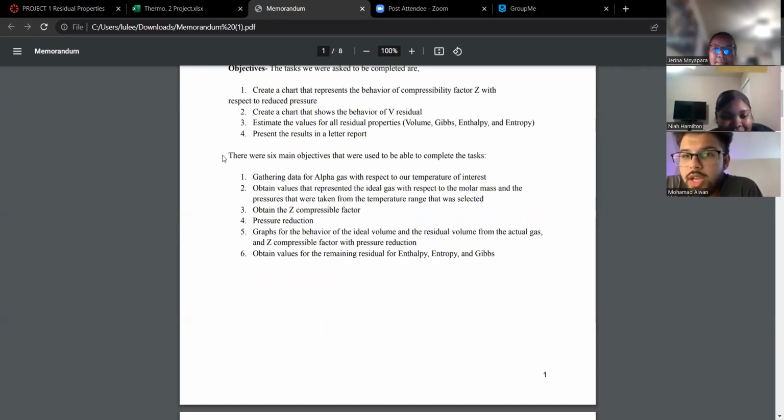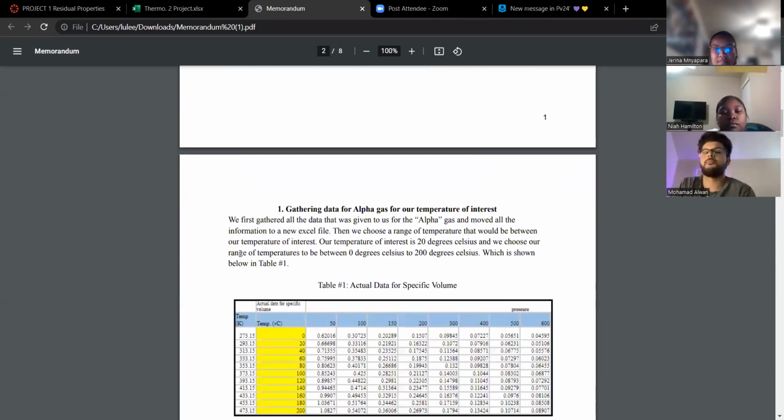There were 6 main objectives used to complete the task. 1. Gathering data for alpha gas with respect to our temperatures of interest. 2. Obtain values that represented the ideal gas with respect to the molar mass and the pressure taken from the temperature range that was selected. 3. Obtain the Z compressible factor. 4. Pressure reduction. 5. Graphs for the behavior of the ideal volume and residual volume from the actual gas and Z compressible factor with pressure reduction. And 6. Obtain values for the remaining residuals for enthalpy, entropy, and Gibbs.